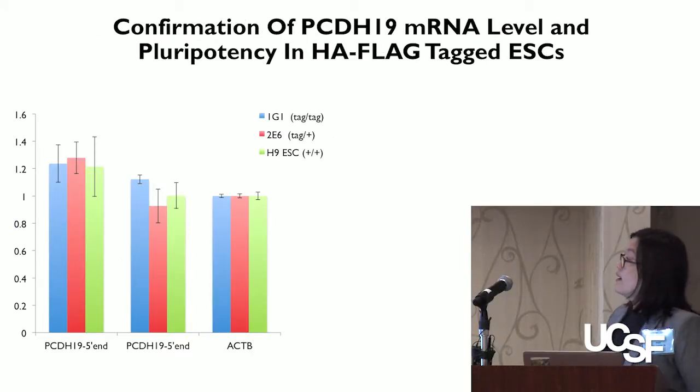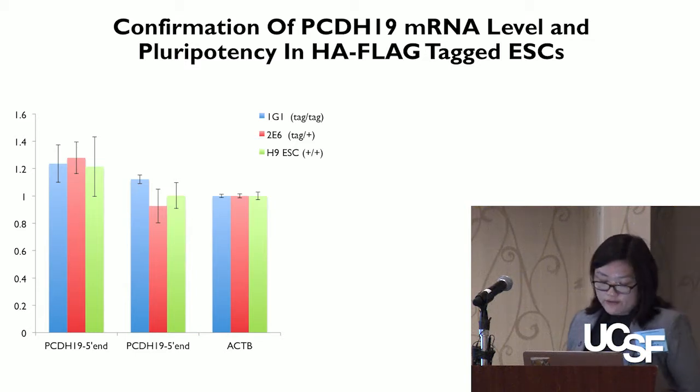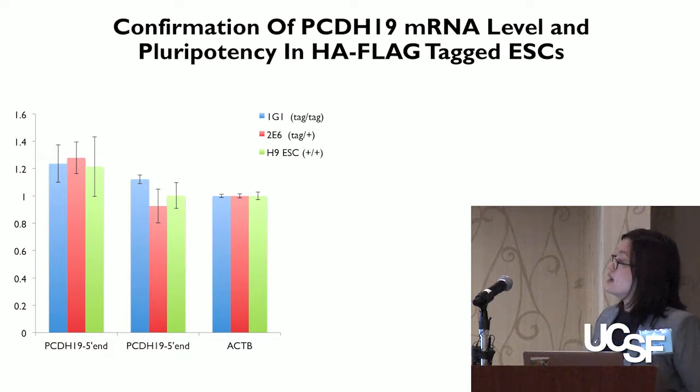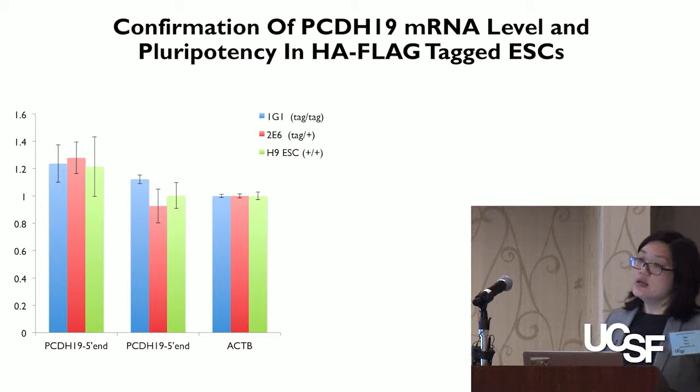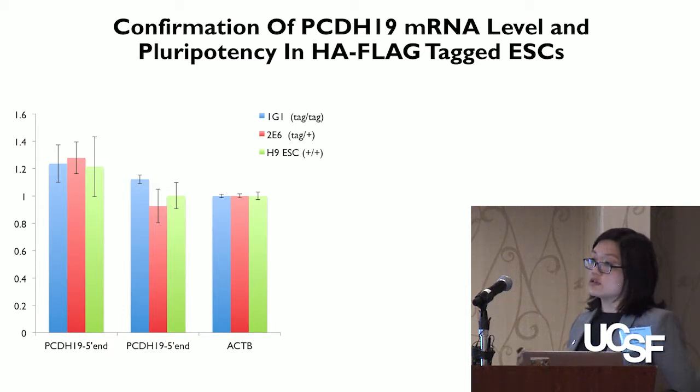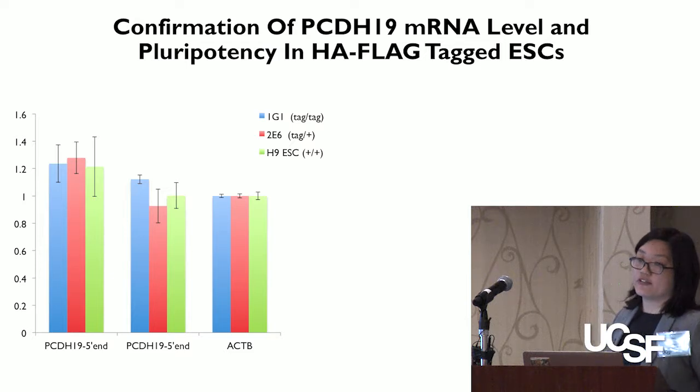So I have generated a few lines using this method. One of the lines is a homozygous tagging of PCDH19, and the second line is a heterozygous tagging, where one allele has been tagged. And this is the H9 embryonic stem cell non-tagged line. We wanted to confirm this manipulation of PCDH19 won't interfere with PCDH19's function and also won't change the pluripotency of the stem cells after editing, so we can use these cell lines to differentiate into neurons and for other applications.